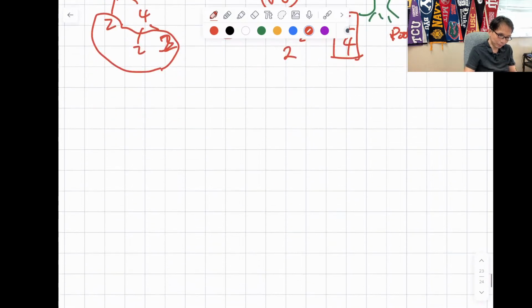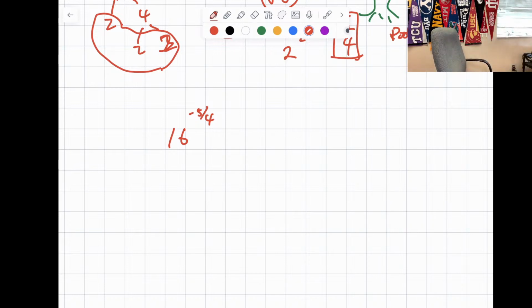So I want you to try one. What would be 16 to the negative fifth over 4? If you got an answer, I'm gonna come look at it. Write it down.